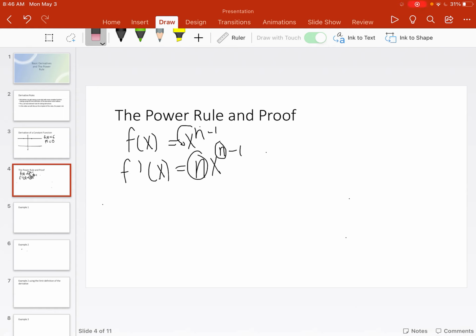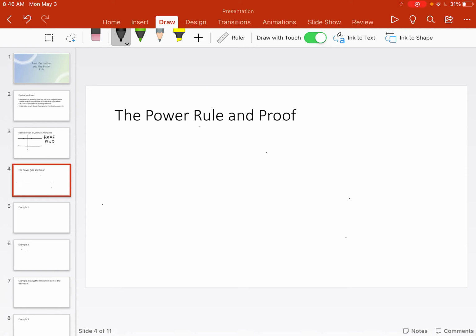Well, this power rule didn't just fall from the sky. It's not just a magic rule that popped up out of nowhere. We can actually get it by going back to the limit definition of the derivative. So I'm just going to erase this real quick, and we'll bring it up again. Let's look back at the limit definition of the derivative. We know f prime of x is equal to the limit as h approaches 0 of f of x plus h minus f of x, all over h.